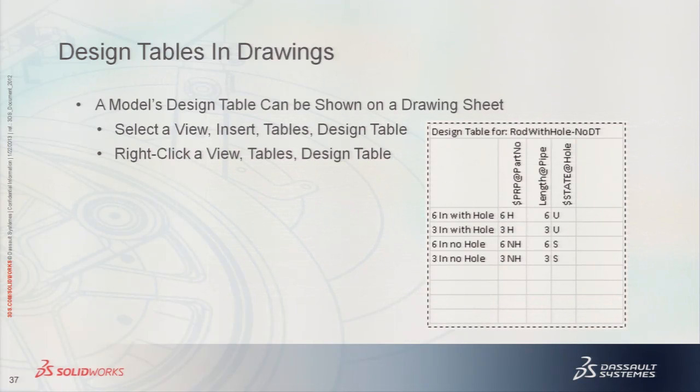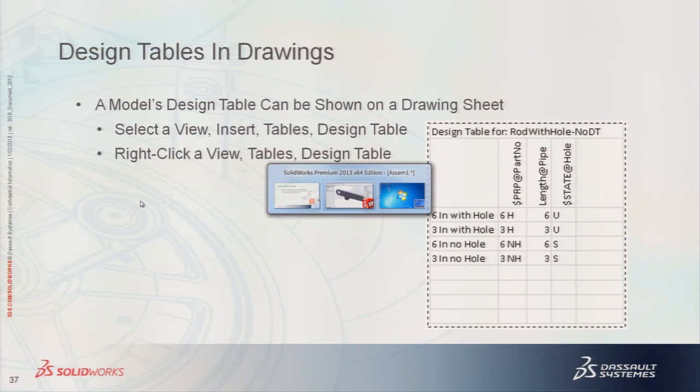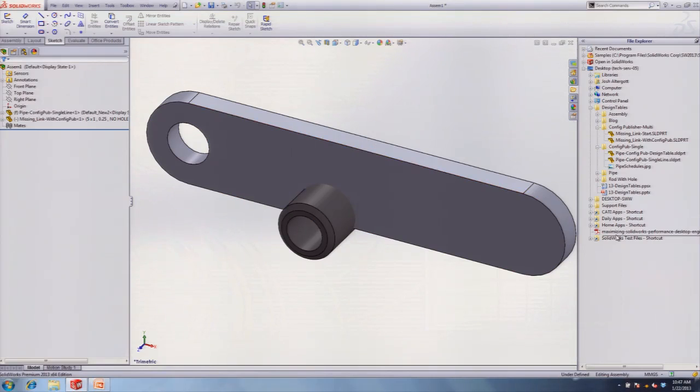All right. So last points here. We're finally catching up, I think. Design tables and drawings. A model's design table can be shown on a drawing sheet. We select a view. We insert tables, design table. We can right-click in view, insert design table. And what we end up with is not always what we expect to see.